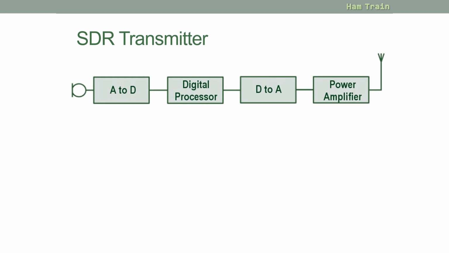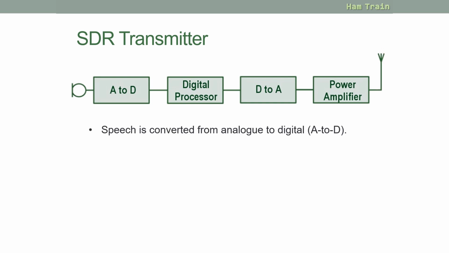Now let's look at the transmitter. Again, we have the microphone. The audio signals from the voice are converted to digital, fed to the digital processor. All of the work is done here. The resulting signal ready to be transmitted is converted from digital to analog, fed into our power amplifier, and then off to our transmitting antenna.